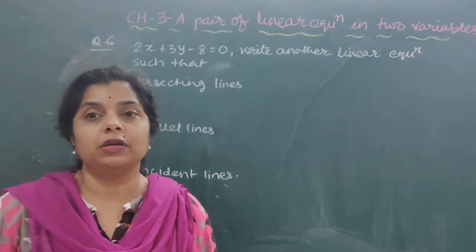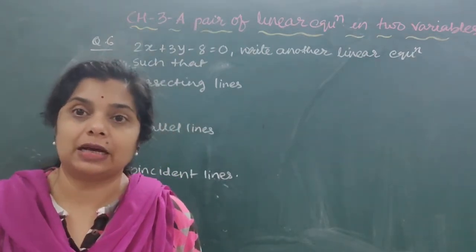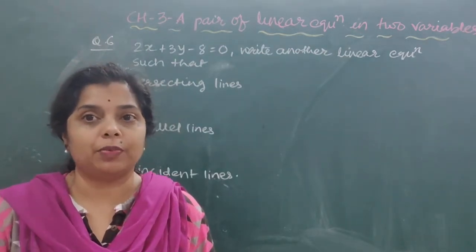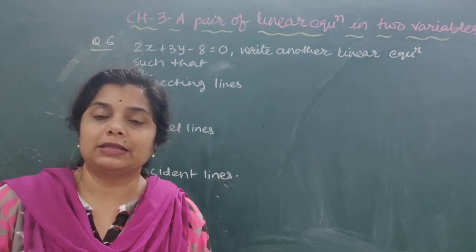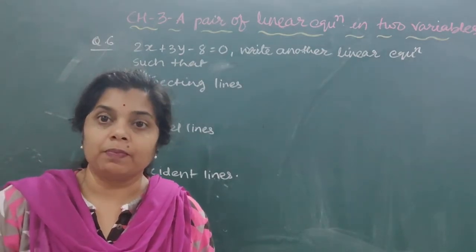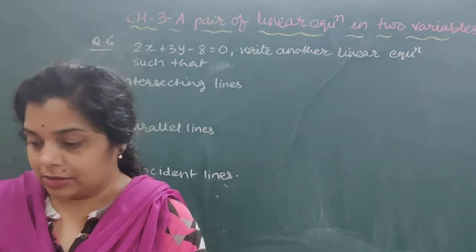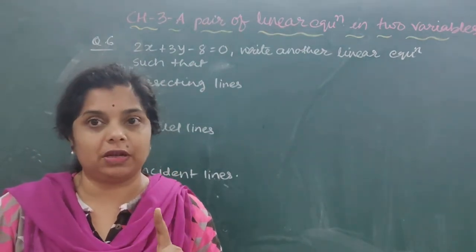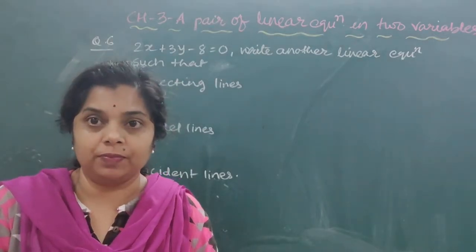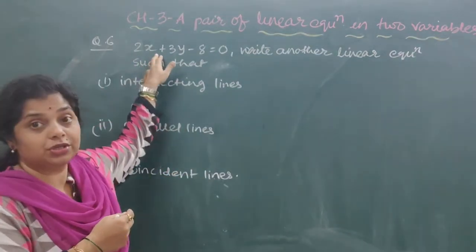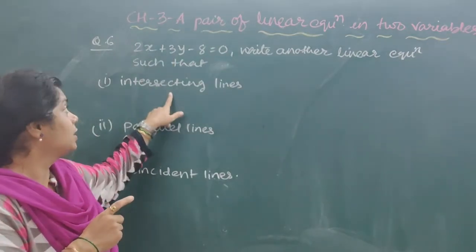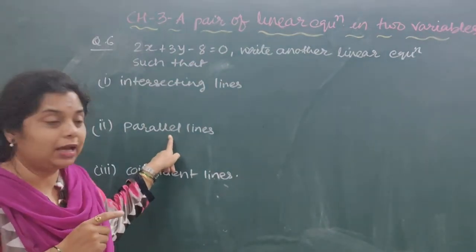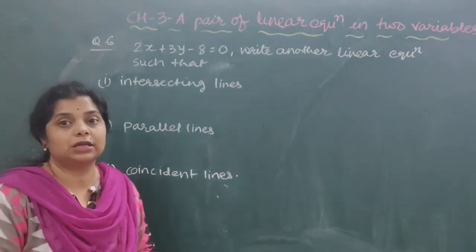Up till now what have we done? We have done such examples in which a pair of equations is given and they are asking to find out the type of the pair of equations, or they are asking the graphical representation. But the main thing here is the second equation is not given, just one equation is given and we have to find another equation related to the given equation such that in one case we get intersecting lines, in the second case we get parallel lines, and in the third case we get coincident lines.